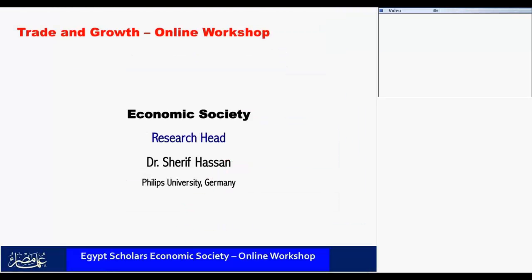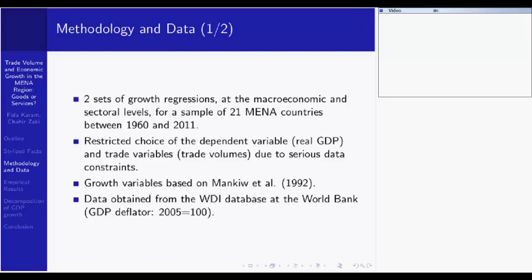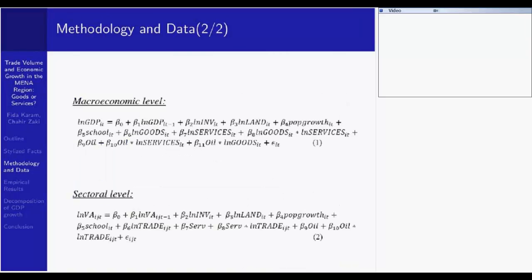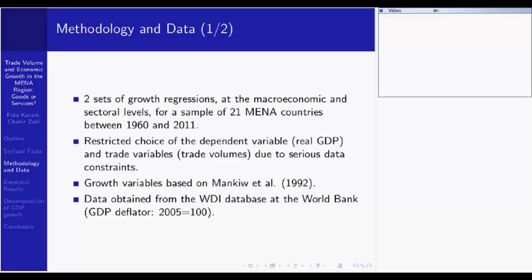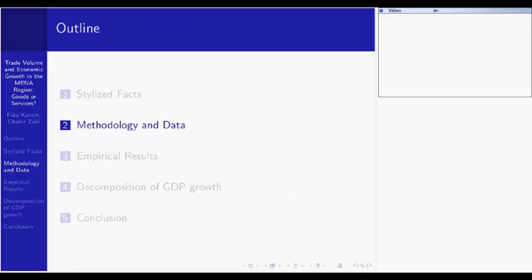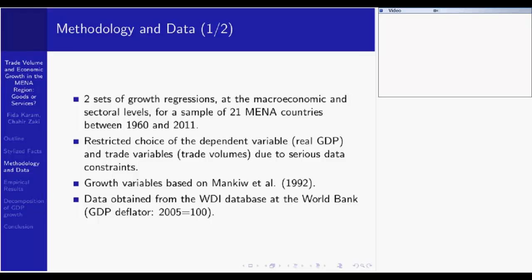Then I'm going to move to the methodology and the data, but I have a problem in moving the slides. I don't know why. Yes, here it is. So in terms of methodology, as I mentioned before, we've estimated a growth regression following the seminal paper of Mankiw, Romer, and Weil of 1992, that introduced different variables in a Solow model. So we run the same regression, the same growth model, at two levels, at the macroeconomic level and the sectoral level.